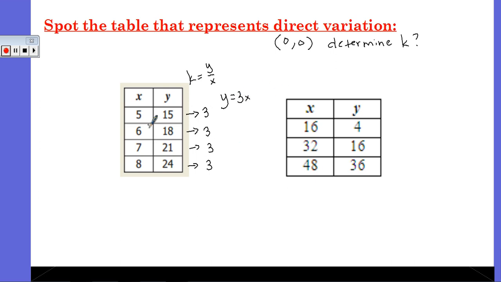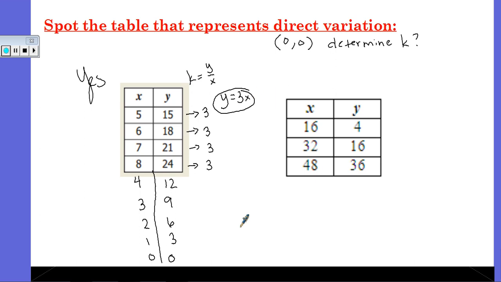Now what we need to do is see if we're going to have the ordered pair 0, 0 following that pattern. So what I like to do is I start with my smallest x value and I go to the next smallest. So 4 was the next smallest. I just extend this table. So to go from 4 to my y value, I multiply by 3. That gets me 12. Do the same thing for 3. That gets us 9. 2, that gets us 6, 1, that gets us 3, and then 0 would get us 0 if we're following that pattern. So this is direct variation, and this is the equation for that direct variation.